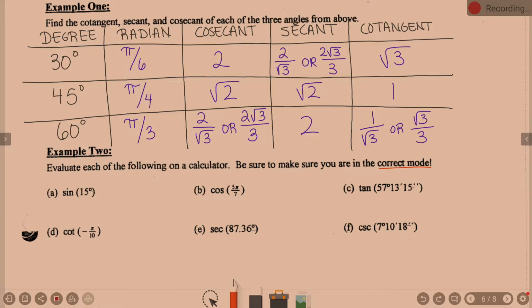Become friends with it. You're going to be using it a lot. So now we're going to go into mode. Mine is the fourth row down. I have a choice of radians or degrees. So hit enter, and make sure you're on degrees so that degrees is highlighted.